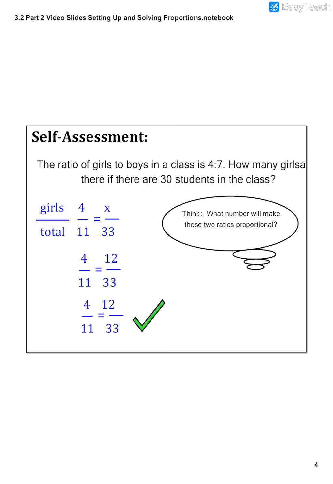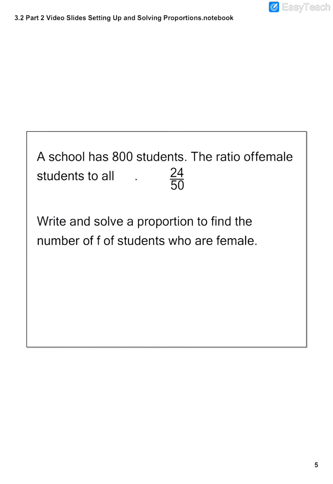If we look here, here's a self-assessment, and it's showing exactly what we just spoke about. So again, starter ratio, setting up that proportion, right? Cross multiplying, and then checking that it makes sense. A school has 800 students. The ratio of female students to all is 24 over 50. Write and solve a proportion to find the number F of students who are female. So I think it wants us to use the variable F.